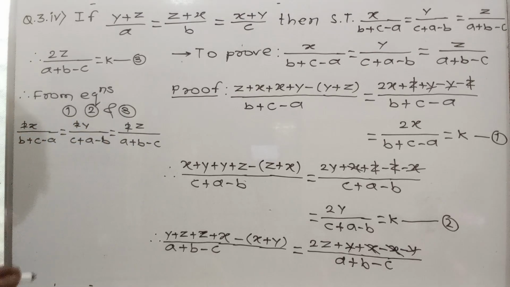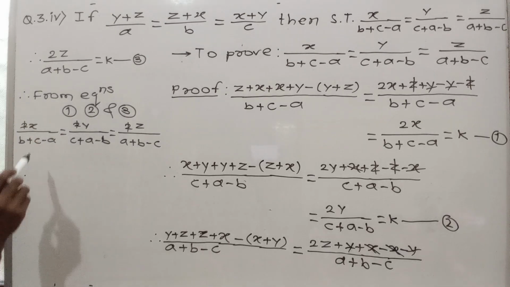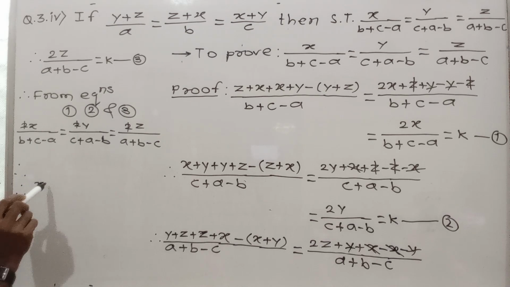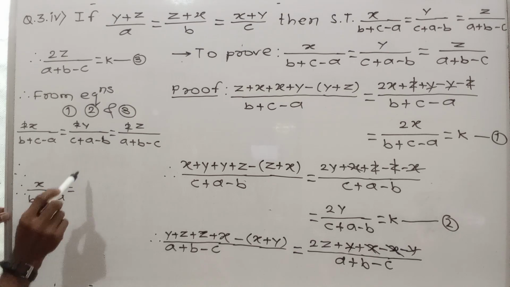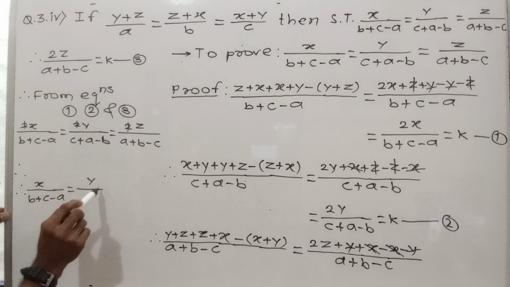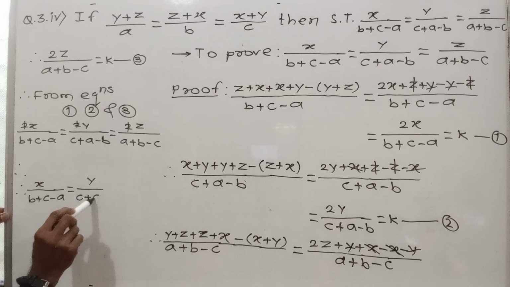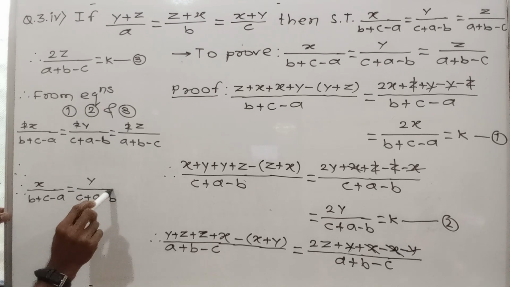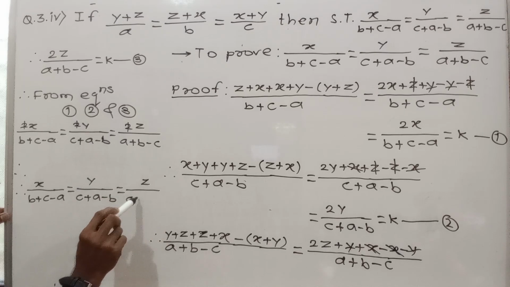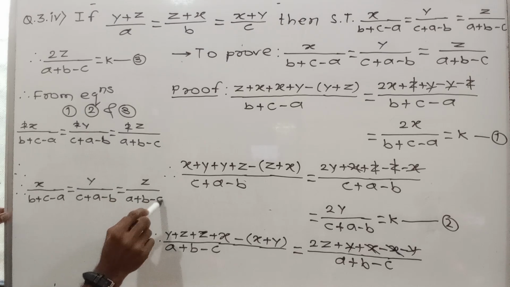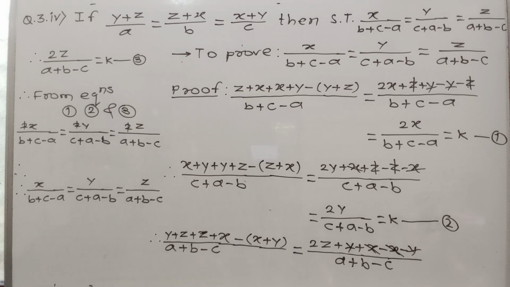So these are cancelled. Therefore our to prove, see here, our to prove: x upon (b plus c minus a) is equal to y upon (c plus a minus b) is equal to z upon (a plus b minus c). This is your 2.